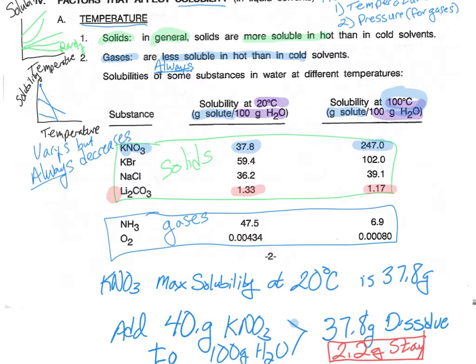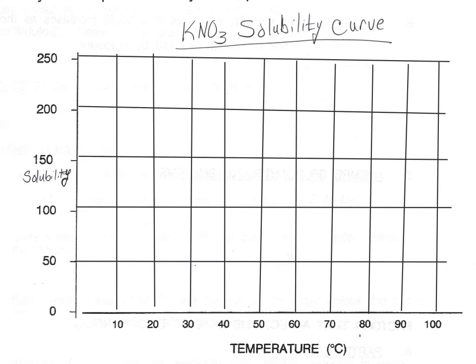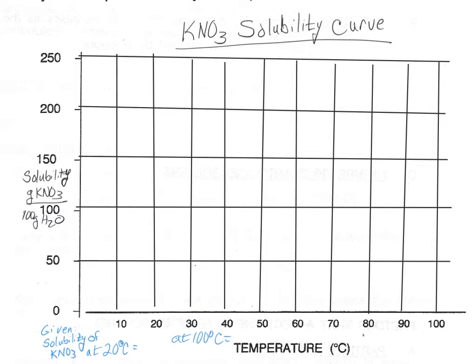Now let's look at what we can do with those numbers. So this is the format for a solubility curve. We're going to be looking specifically at KNO3. Remember that solubility is the number of grams of KNO3 that dissolves in 100 grams of solvent. In this case, our solvent is water. And then that is going to change dependent upon the temperature. We know that the solubility of KNO3 in water at 20 degrees Celsius is 37.8 grams.